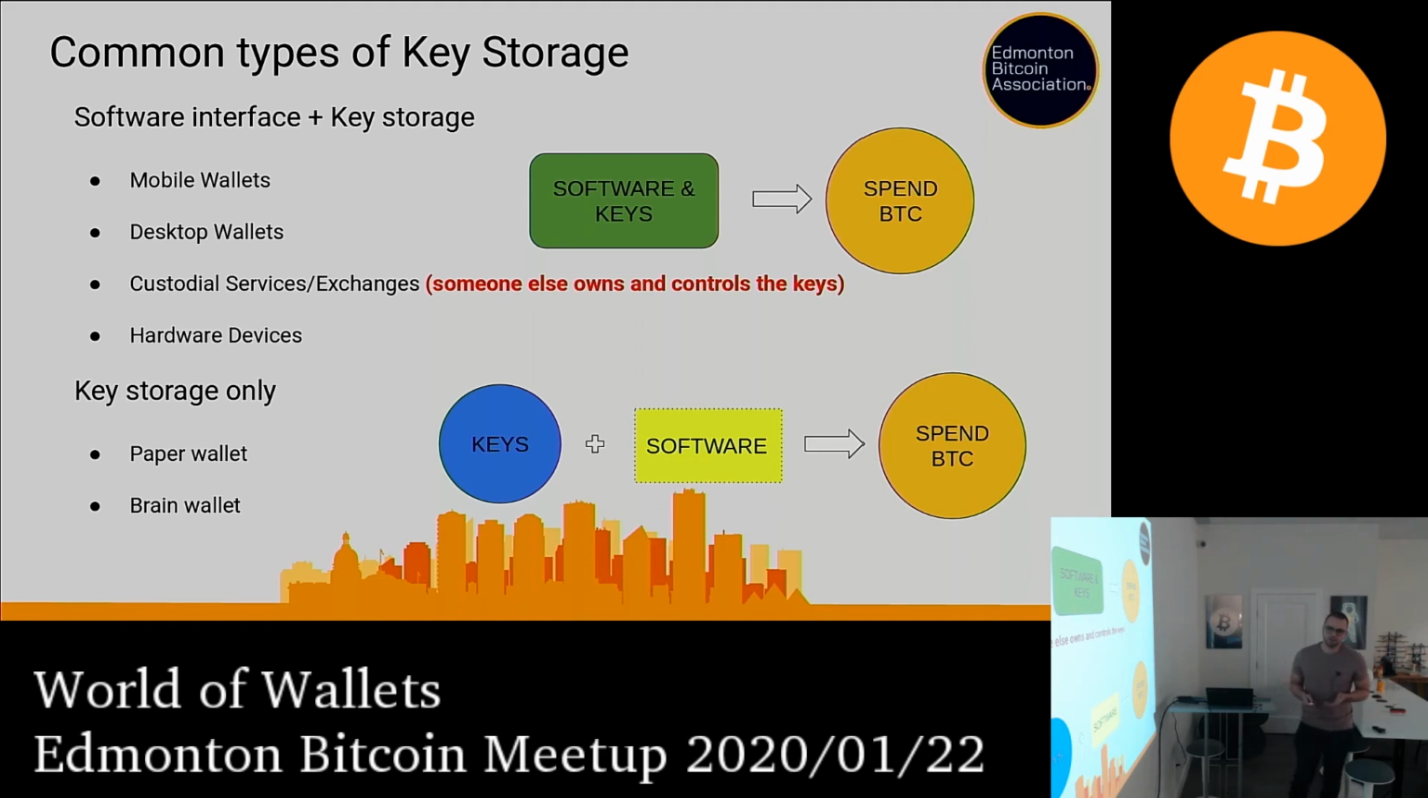And also wallets such as paper wallets and brain wallets are just key storage only, and you still need to import them into a piece of software to be able to spend Bitcoin.